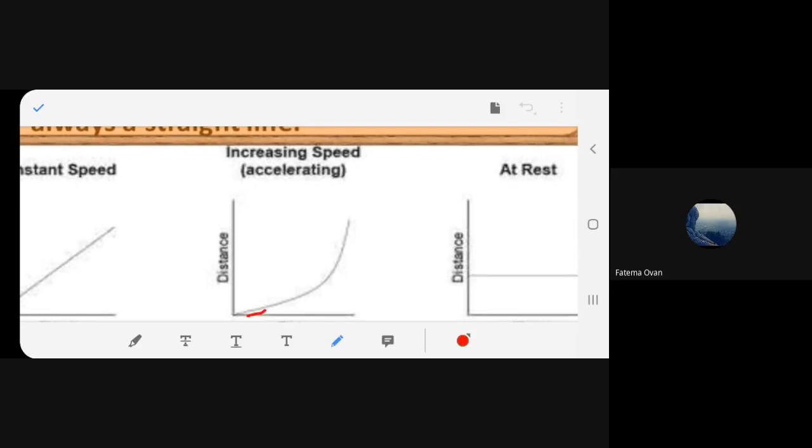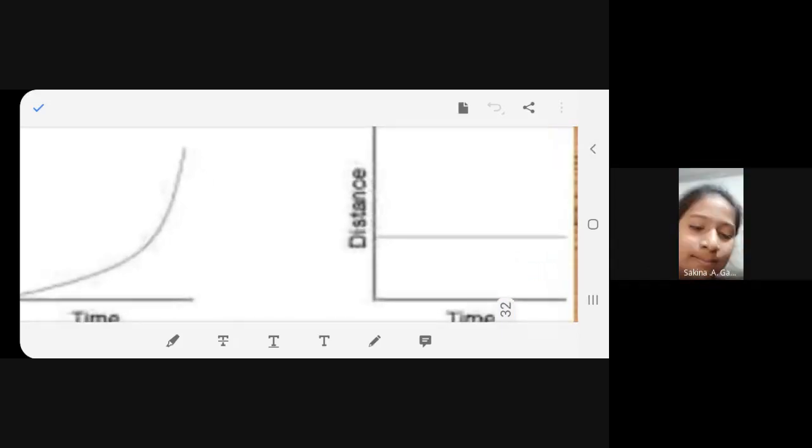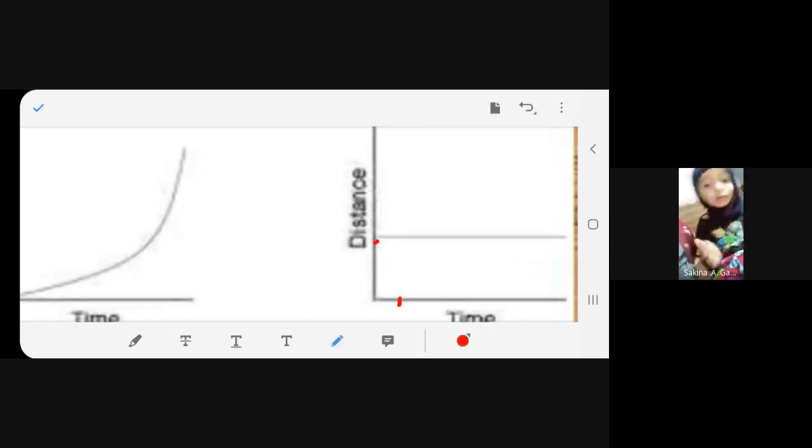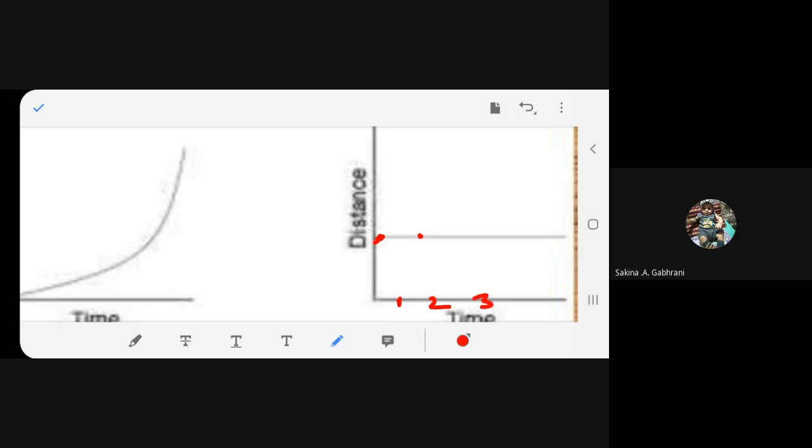In this case, earlier it is going slow and then it increases the speed. So it is accelerating. Yes or no? Here, it is a straight line like this. That means at 1 hour the vehicle was here, at 2 hours again the vehicle was here, at 3 hours again the vehicle is here. What it shows is that it is not moving, it is at rest. All of you understood? If I show you a graph, you'll be able to understand.